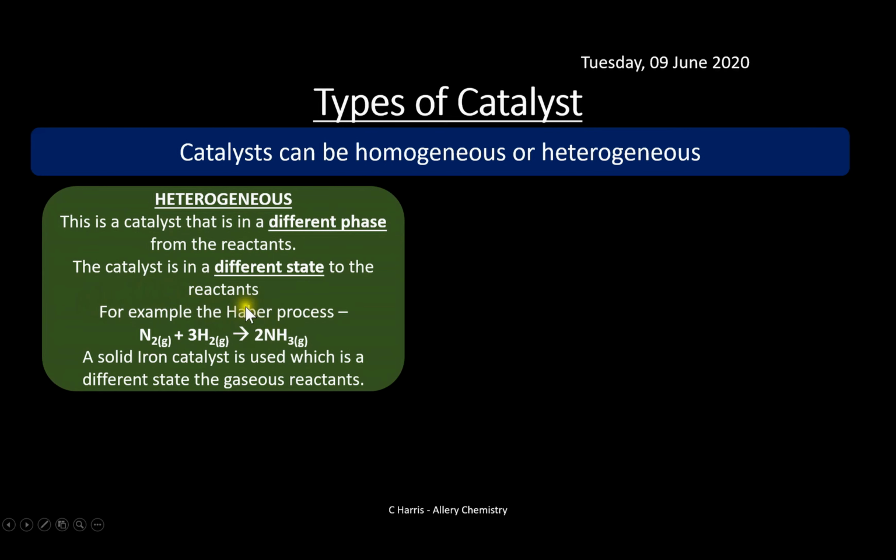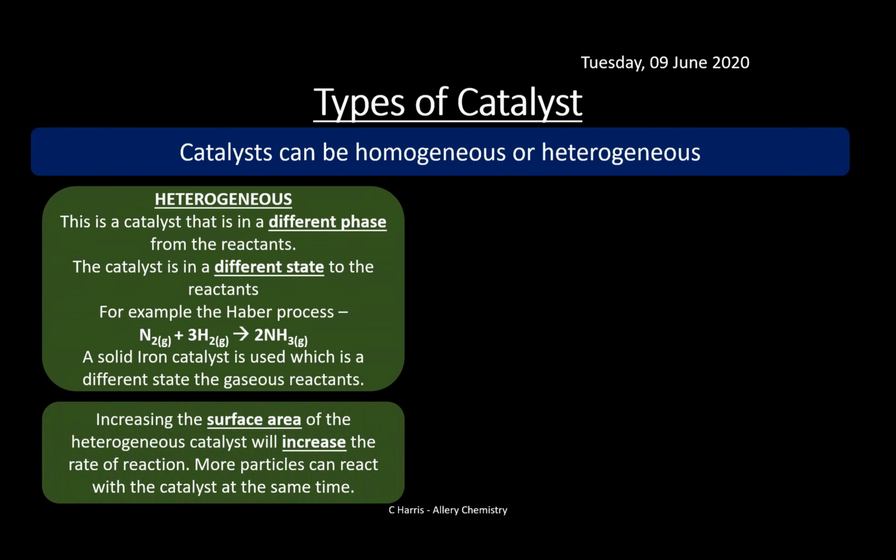A classic example is the Haber process. This is the manufacture of ammonia, which is used in agriculture as a fertilizer. So a very important process. The catalyst we use here is an iron catalyst. Iron is solid, but our reactants and products are gases. So you can see that it is in a different state to the actual reactants and products, which are in the gas phase. To try and improve the performance of a heterogeneous catalyst, if we increase the surface area of the catalyst, this will increase the rate of reaction.